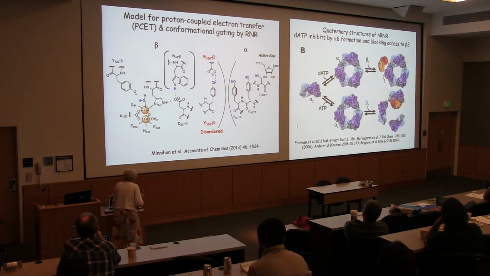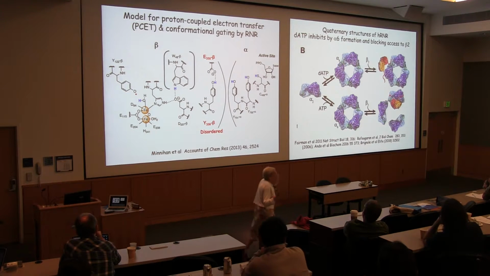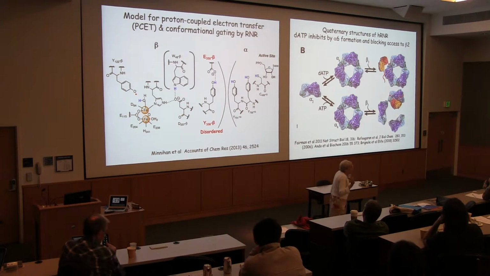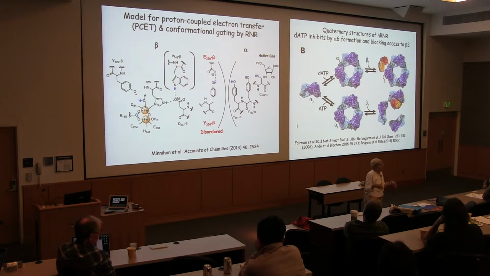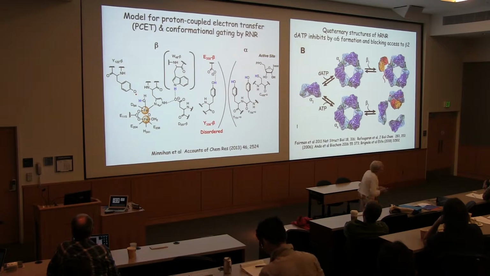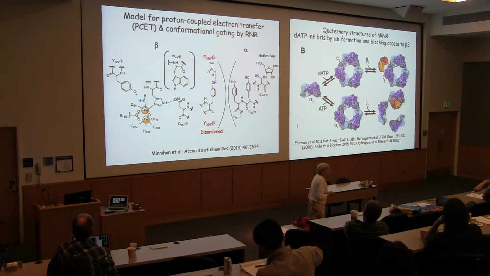Okay. So I just want to make one other point, because I think this is mind-boggling. We focus on the human enzyme as well. The human enzyme, alpha and beta, is structurally homologous to the E. coli enzyme that I just showed you. But its mode of inactivation by dATP is distinct.